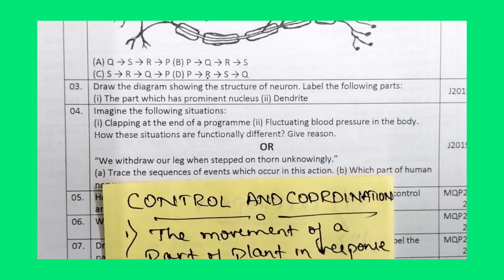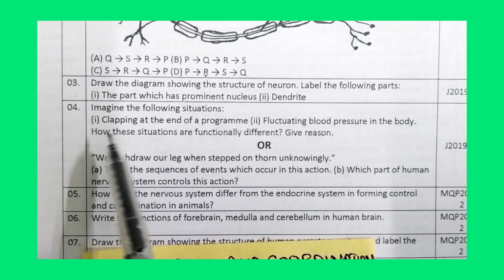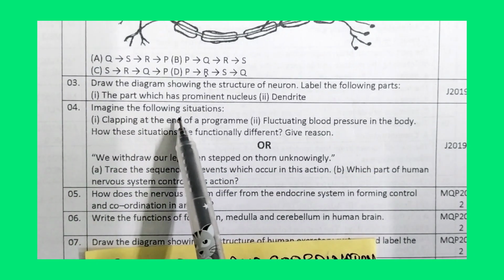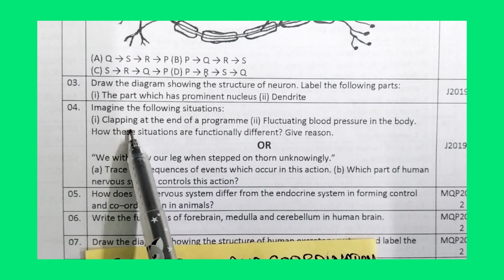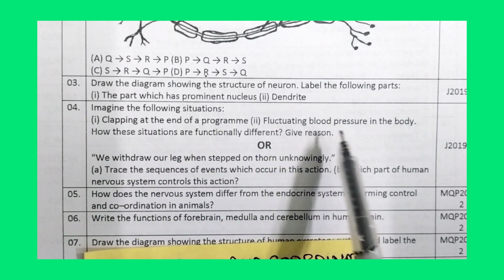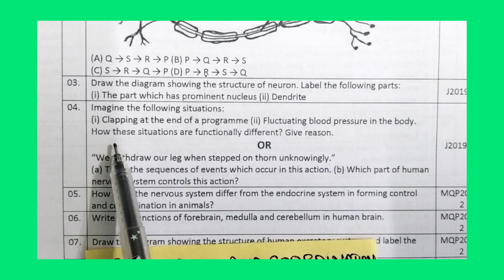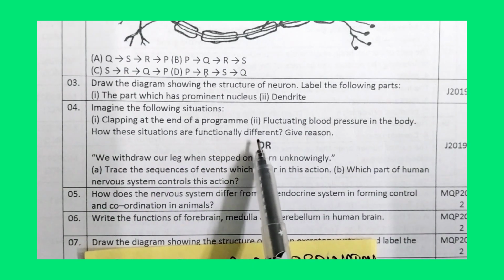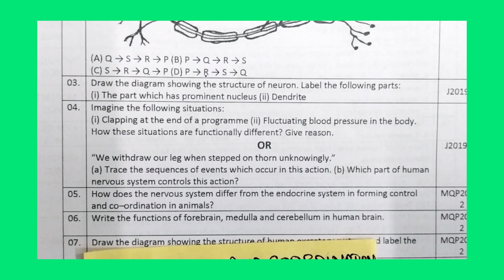Now let us move to the fourth question. Imagine the following situations: clapping at the end of the program, and fluctuating blood pressure in the body. How are these situations functionally different? Give reason.